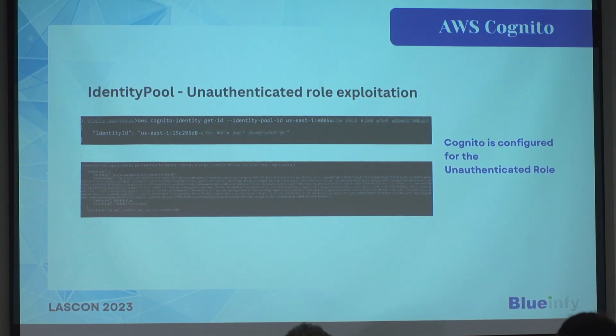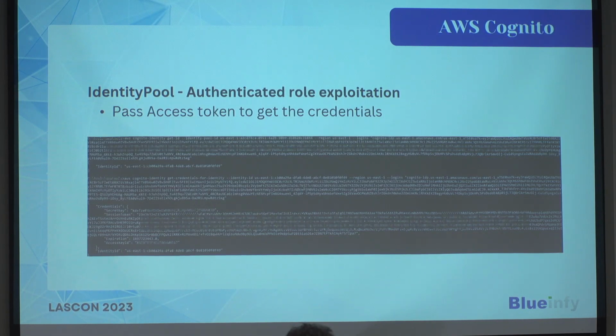Now the identity pool. If there is an identity pool, because the user pool you normally use for application hacking. But for example, if I want to go into the cloud, then I have to mess with the identity pool. So the identity pool gives you an identity ID with the get ID command. And then with get credentials, without any authentication, it gives you all the AWS credentials.